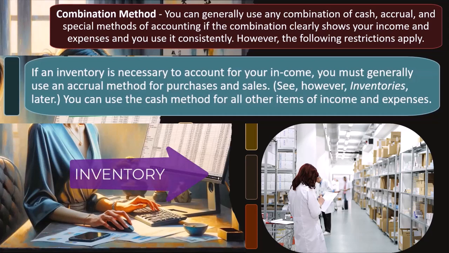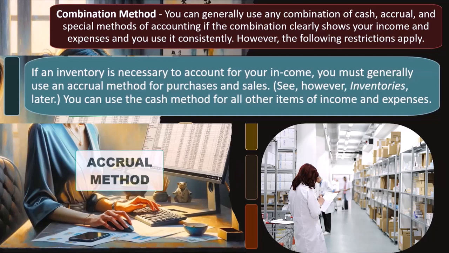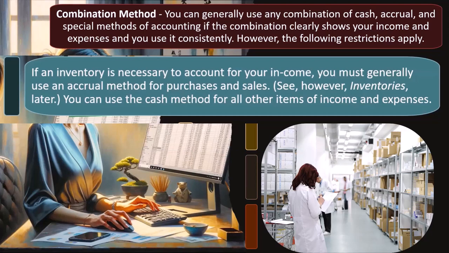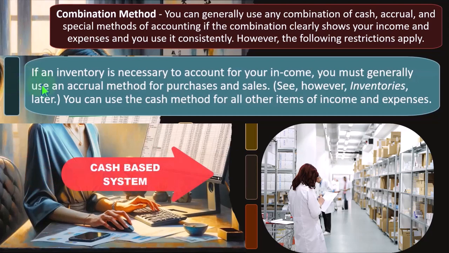but noting here that it may only force you to be on an accrual method for the tracking of inventory, because putting the inventory on the books as an asset, as opposed to expensing it when you purchase it, is an accrual component. The other purchases that you might make may still be on a cash-based system. And again, there could be some exceptions to inventory basically for small businesses.